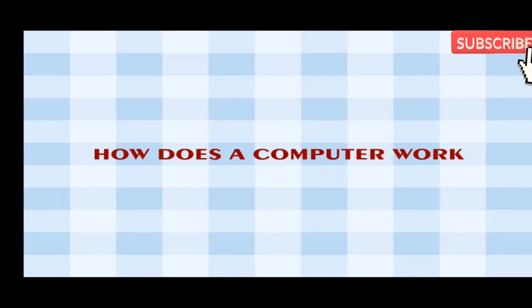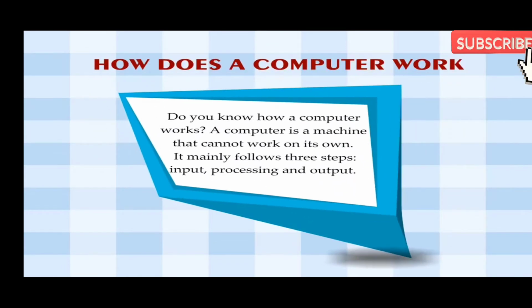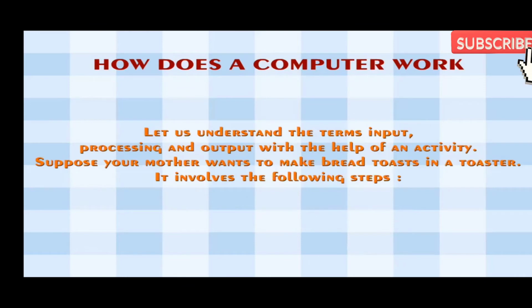How does a computer work? Do you know how a computer works? A computer is a machine that cannot work on its own. It mainly follows 3 steps: input, processing, and output. Let us understand the terms input, processing, and output with the help of an activity.